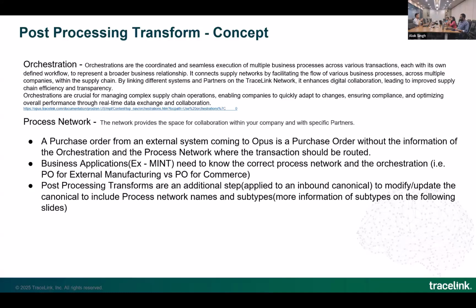Now, with that in mind, let's discuss a couple of other points. When an external system like an ERP issues a purchase order, or sends a purchase order to Opus, that purchase order which comes to Opus does not have information about an orchestration, whether that purchase order is for external manufacturing orchestration, or for commerce orchestration, and so on. That purchase order itself does not have any information about orchestration. And neither does the purchase order have information about the process network.